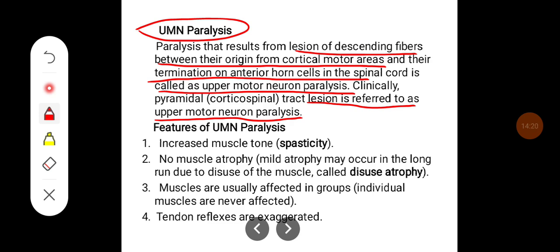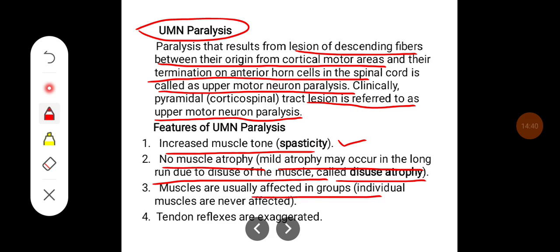Features: there will be increase in the muscle tone, that is going to lead to spasticity. There will be no muscular atrophy. Sometimes mild atrophy may occur in the long run due to the disease of muscle, which is called as diffuse atrophy. Muscles are usually affected in groups here. The individual muscles are never affected.